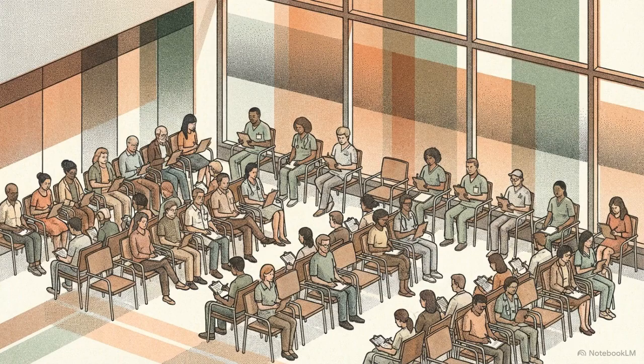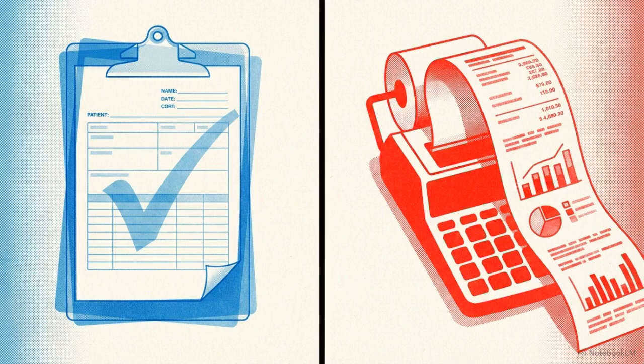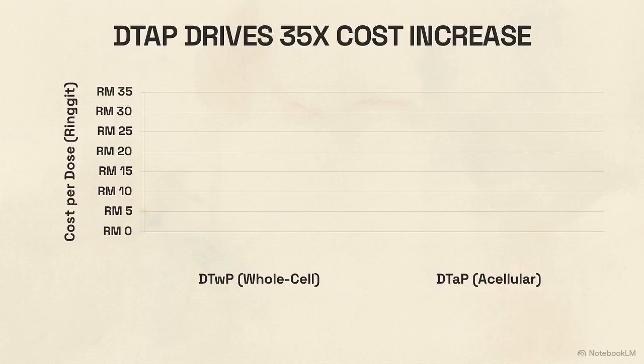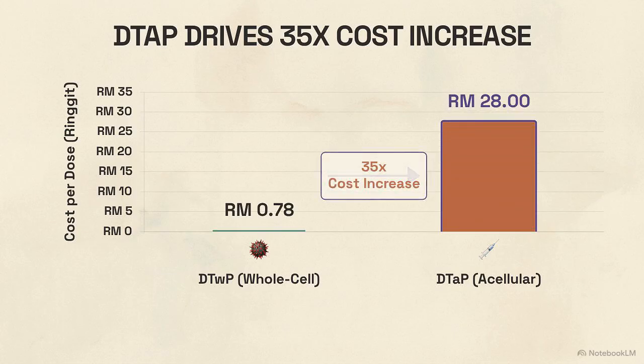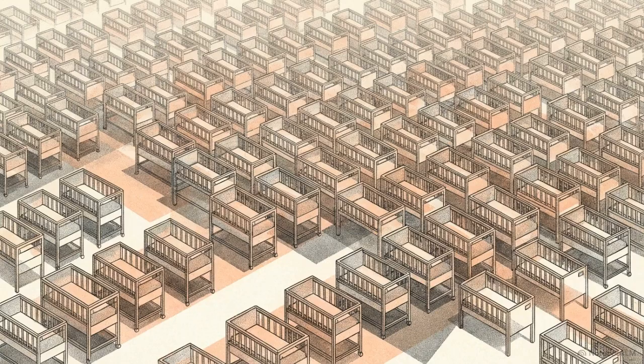Because these pathogens cannot be eradicated, continuous population-level vaccination and strict adherence to the booster schedule are permanent requirements for public health. While the clinical data is clear, health economics presents a final barrier to the universal adoption of the acellular vaccine. In Malaysia, a single dose of the traditional whole-cell DTWP vaccine costs approximately 0.78 ringgit. The bioengineered acellular DTaP formulation costs 28 ringgit per dose. This 35-fold increase in cost creates a massive budgetary challenge when applied to an entire national birth cohort.